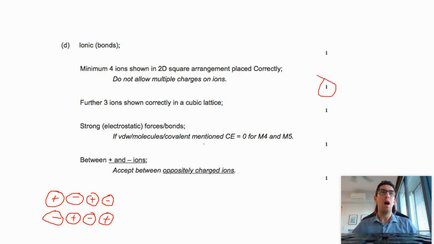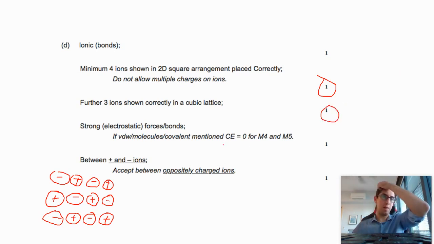Okay, so you need a minimum of these 4. Oh no, sorry, you need a further 3 ions shown correctly in a cube, so you need to have at least a cube structure like this, a minimum of 3 by 3. I've done a 4 by 3, but that's fine to get that mark there.